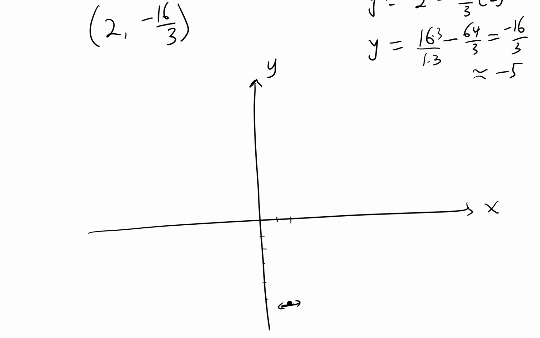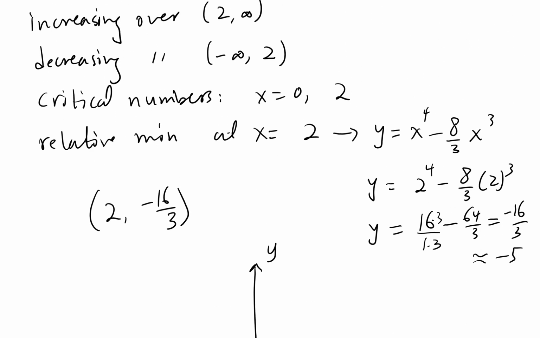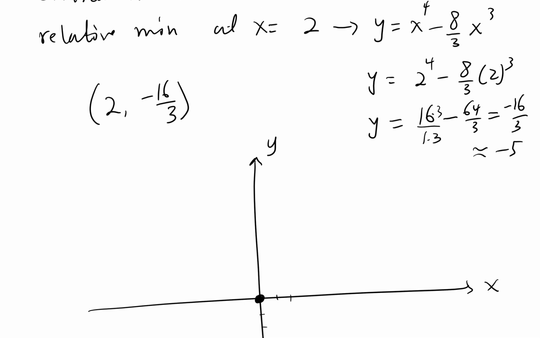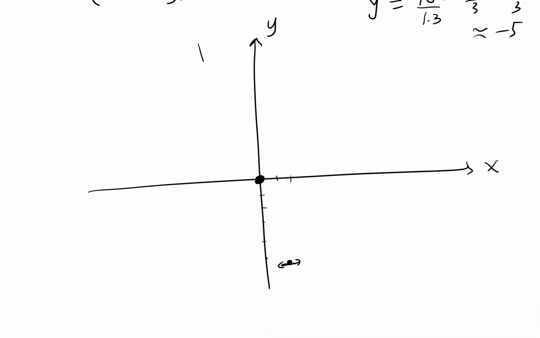If you set x equals 0, y is 0, so the graph must go through (0, 0). Those we call the intercepts. And remember, it says it's decreasing from negative infinity to 2. So it's going to come from somewhere up there, go through this, and then after 2 it's increasing. And you can test that by picking more points.